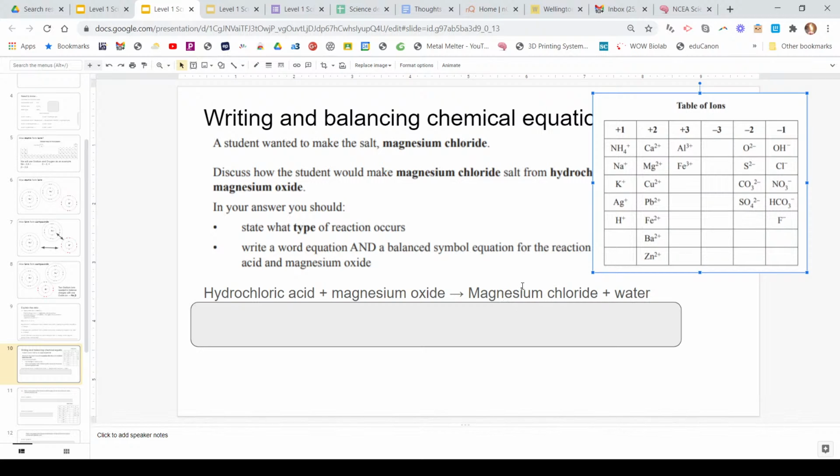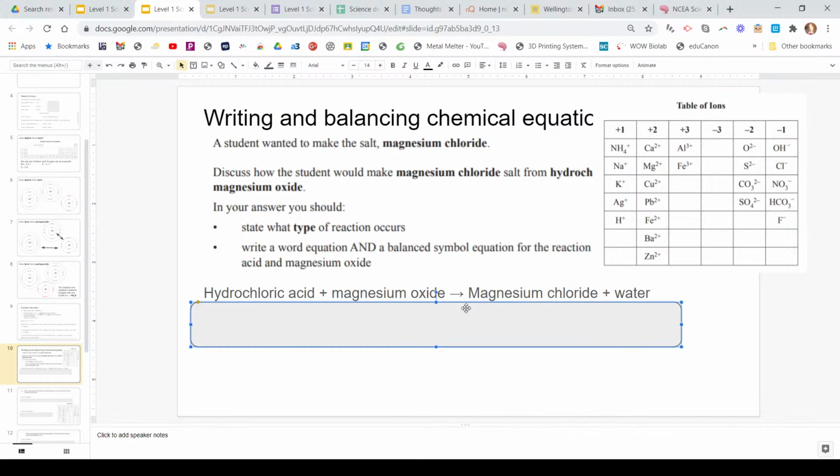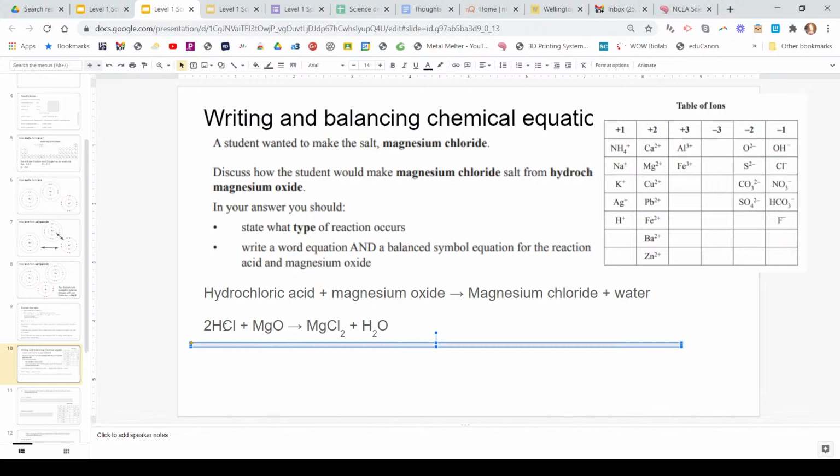Magnesium chloride, again Mg2+, and the chloride ion is Cl-, so we're going to need 2 chlorines with a single negative charge each to balance out the single magnesium with a 2+ charge. And so that means the formula for magnesium chloride would be MgCl2. And water we should know is H2O. Okay, so there's our formula.